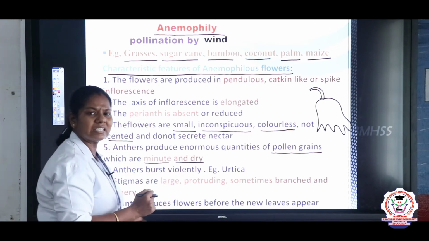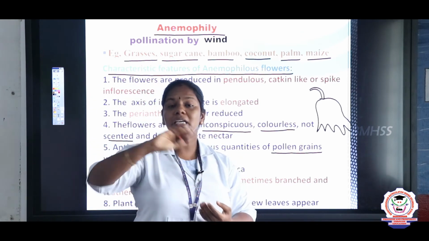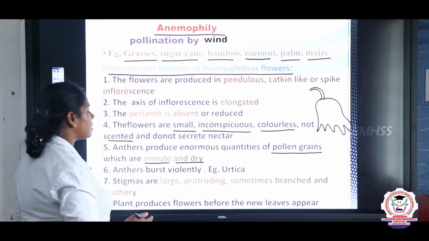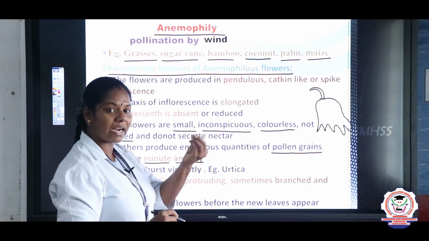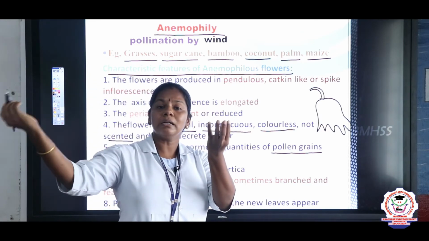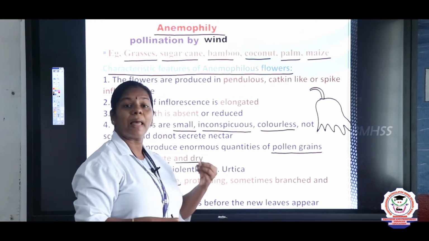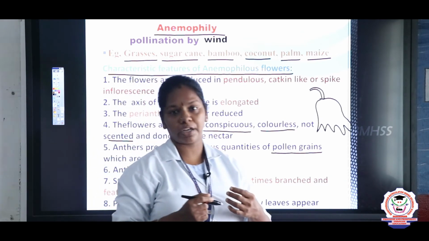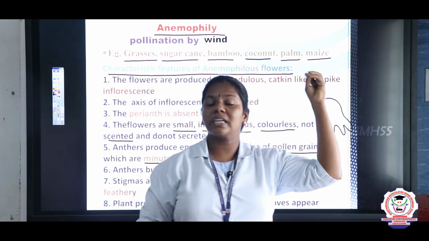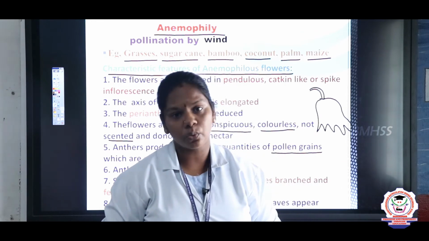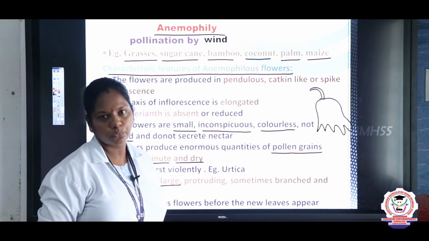And some flowers burst violently. What do you mean by burst? Vedikirdu, so that the pollen can be carried out easily. And next, stigmas are large. What is a stigma? The female part is very large, so that the pollen grains easily stick onto the surface of the stigma. And the last is that the plant produces flowers before the leaves appear, so that the flowers will be in an exposed position and can be easily pollinated by the wind. So, these are all the characteristic features of the anemophilous flowers.